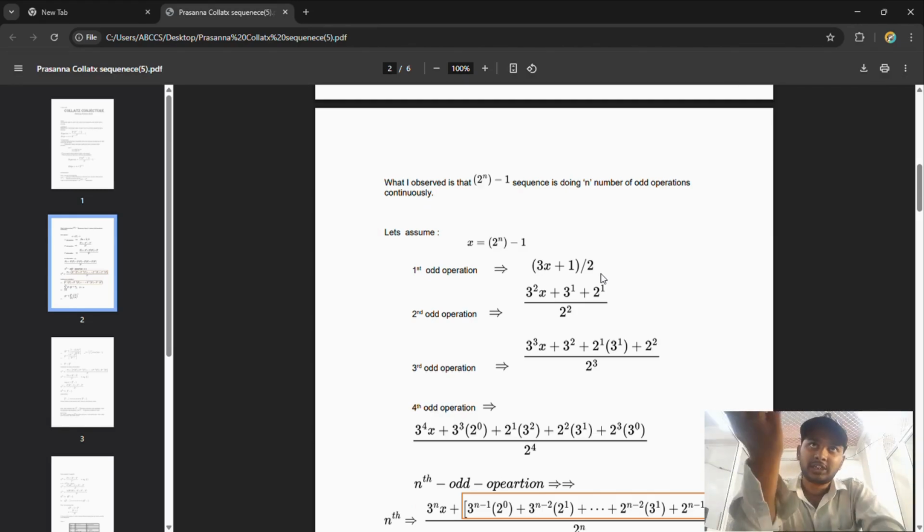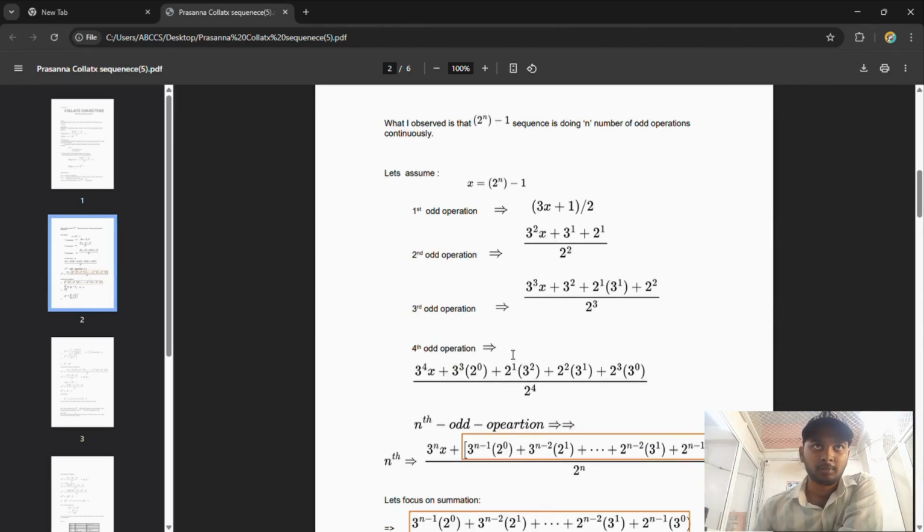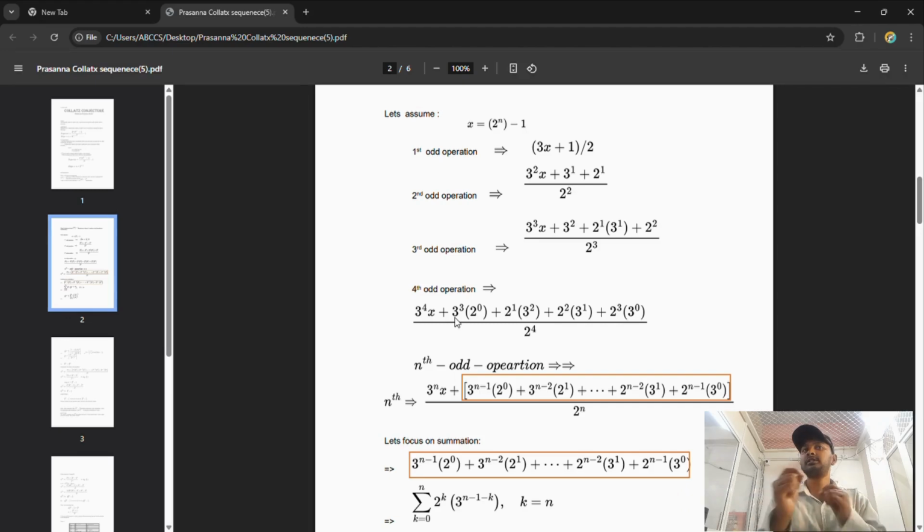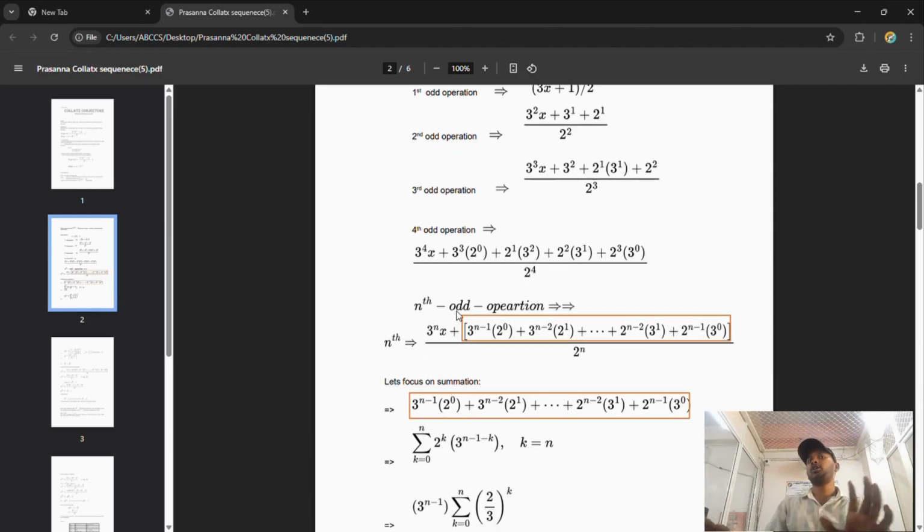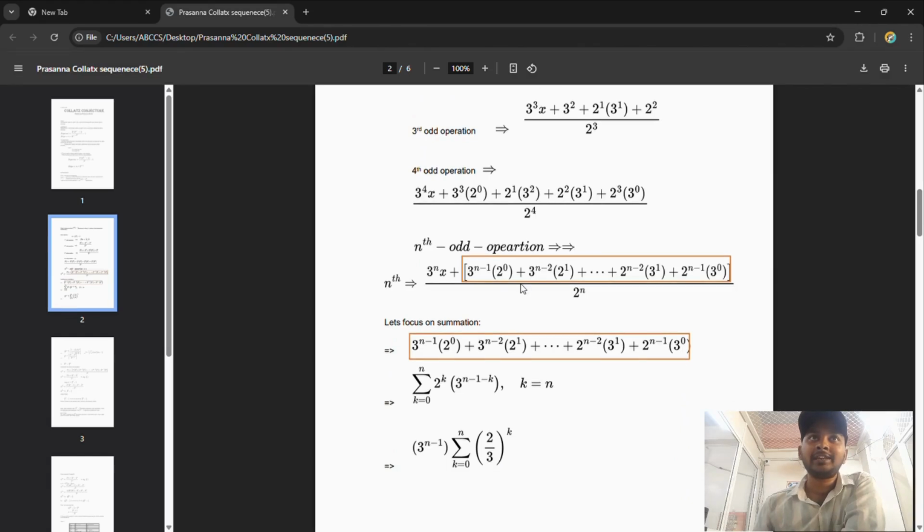Second, if you pause and check it, we will get the same thing. And the third operation, the fourth operation. I found there is a pattern there. Except for the 3 to the power of n times x, the coefficient of x, all the remaining terms follow a pattern. So I figured it out, and for the nth odd operation we will get this. You can check it out. Then I want to calculate this value. It is a series, so we can find its finite value.